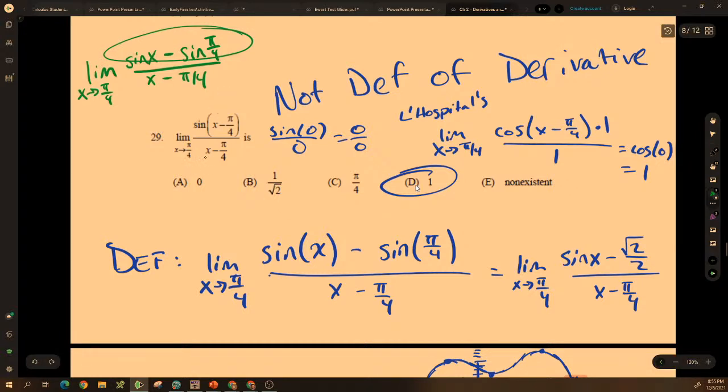So I'm going to just take pi over 4 and plug it in anywhere I see an x. And that gives us sine of 0 over 0, so we do L'Hopital's. Now, for the derivative of the top, it's sine of box. The derivative of sine of box is cosine of box times the derivative of the box. So cosine of x minus pi over 4 times the derivative of x minus pi over 4, which is 1. Then in the denominator, the derivative of x is 1, the minus pi over 4 goes away. Then I plug in pi over 4 again, and we get cosine of 0 over 1. The cosine of 0 is just 1. So our answer is 1.